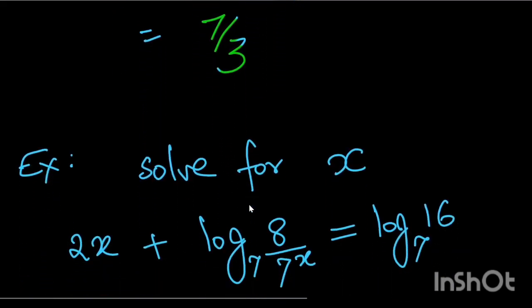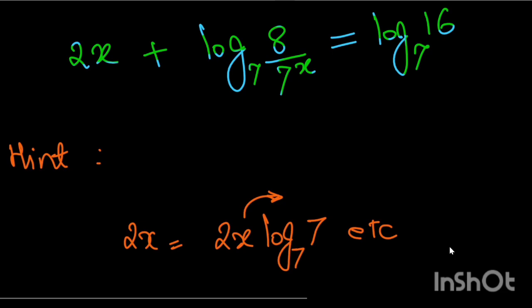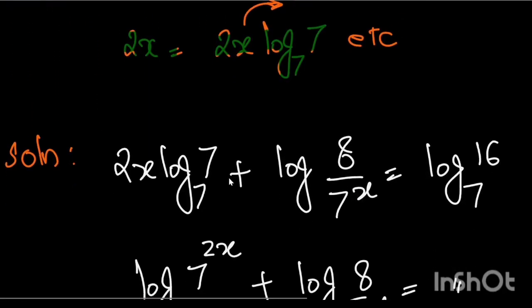Similarly, we have to solve for x: 2x plus log of 8 by 7 to the power x base 7 is equal to log 16 base 7. How can we solve this, guys? What should be the hint? Everything is in base 7, so we need to convert 2x in terms of base 7. So we can write 2x as 2x log 7 base 7.